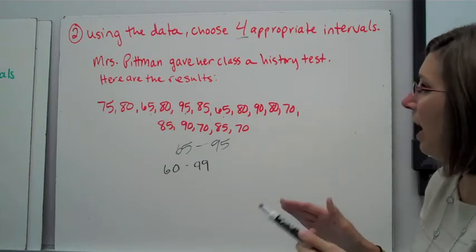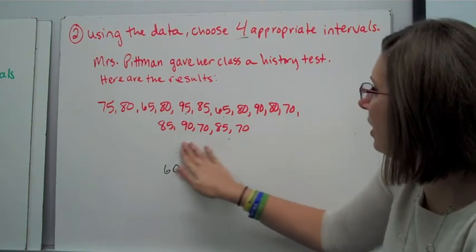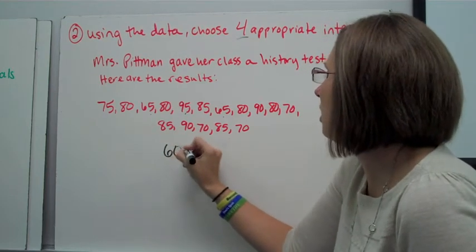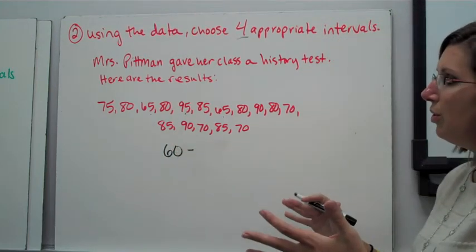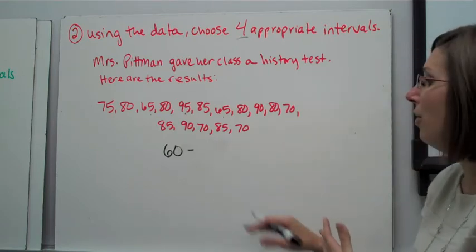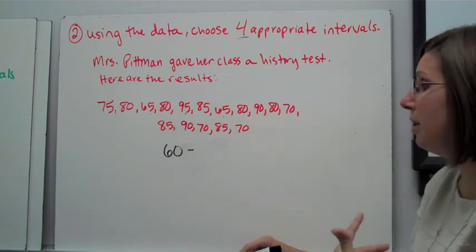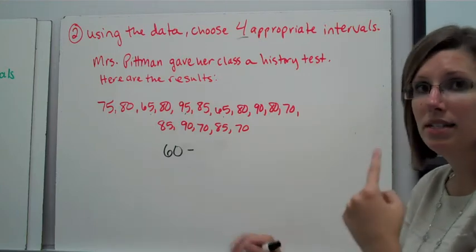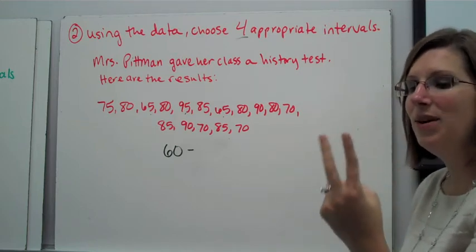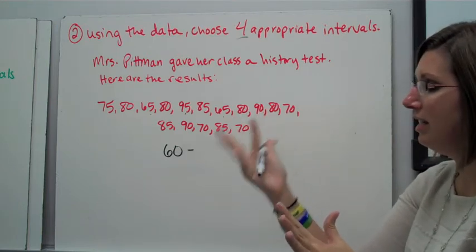So knowing that, I'm going to start at 60. Let's just go ahead and start over. Let's go 60. And then I need to count in groups of 10 to get me all the way up to 95 or higher. Remember, we can go past our highest number if we need to. So 60, 61, 62, 63, no, 60 counts. 60, 61, 62, 63, 64, 65, 66, 67, 68, 69.